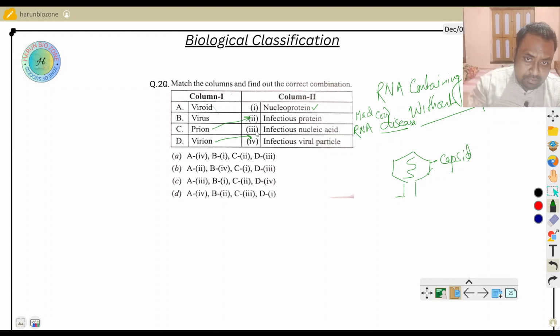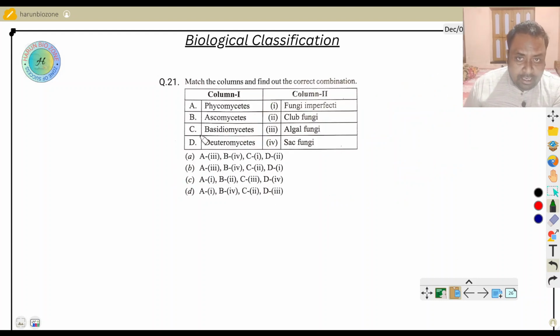A3, virus is the nucleoprotein. And virion is the infectious viral particle. So here C is the correct answer. So viroid is the infectious nucleic acid, virus is the nucleoprotein, prion is the infectious protein, and virion is the infectious virus particle. Next question. Which of the following is the correct combination?